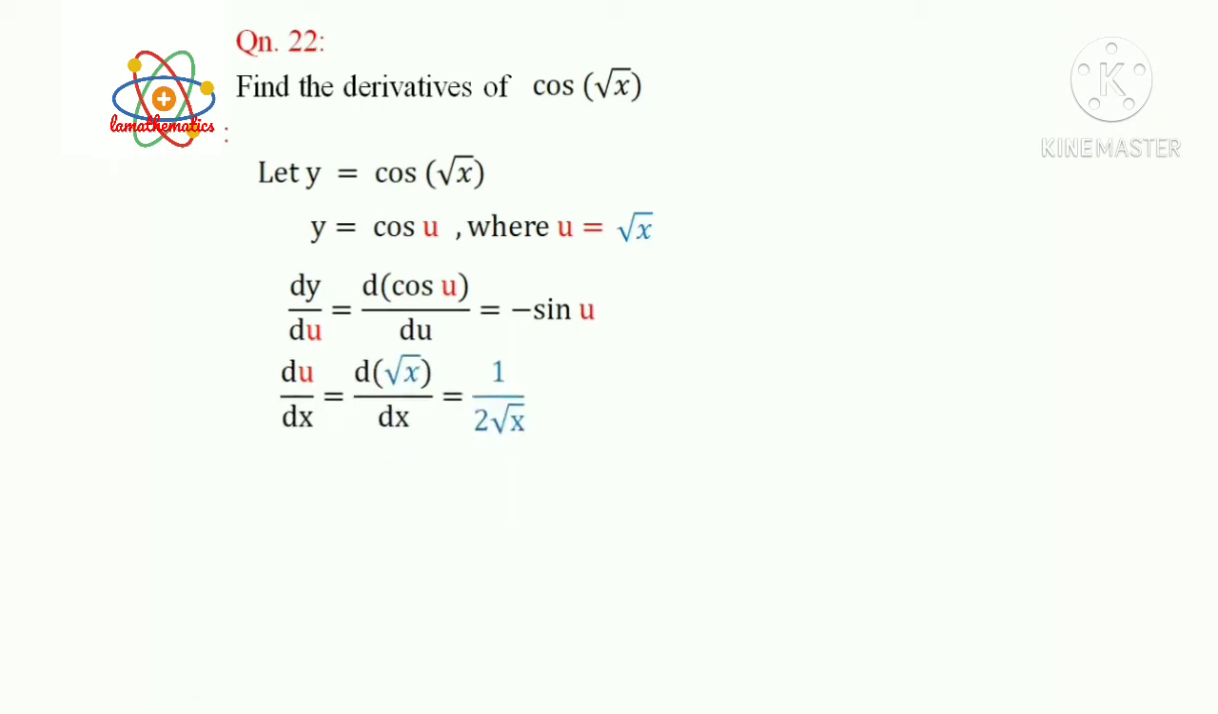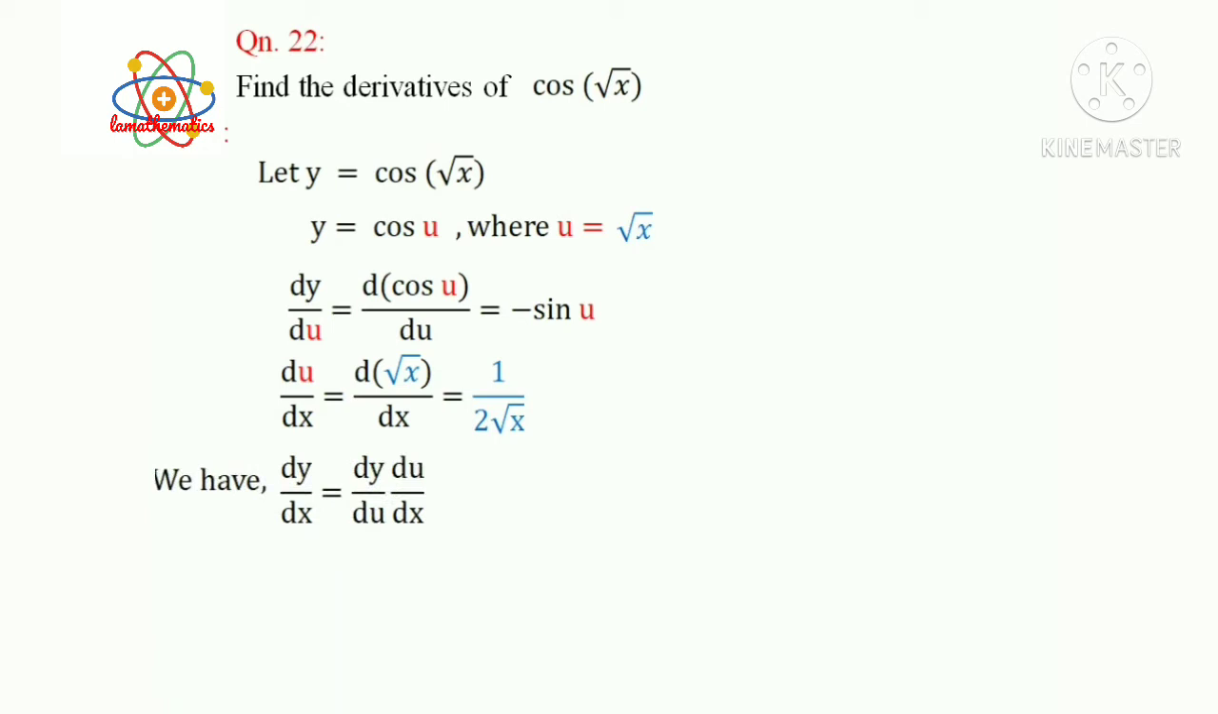Also, we have u equal to root x. That is, u is a function of x. We find du by dx, that is derivative of u with respect to x. du by dx equal to d by dx of root x. We have derivative of root x equal to 1 by 2 root x. Therefore, du by dx equal to 1 by 2 root x.